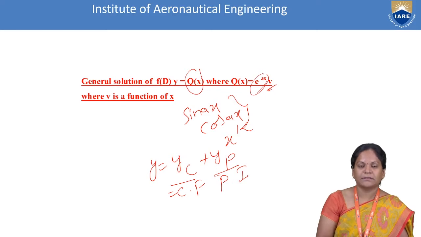In the last methods we discussed individually how we can find yp where Q of x is exponential, sin, cos, or x power k. Now in this case Q of x is an exponential term into V, where V is nothing but sin ax or cos ax. So here a is different, and in the exponential a is different. We should remember that. Now let us go to the method.